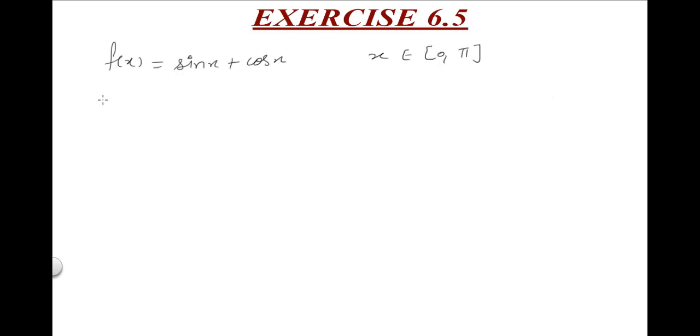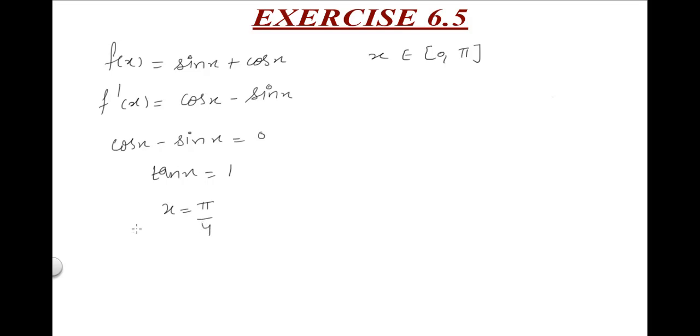Now let us differentiate it. f dash x will be equal to cos x, the differentiation of sin x, and of course minus of sin x. Equating it to 0, cos x minus sin x equals 0. We get tangent of x is equal to 1. Now it comes out as 1 when x is equal to pi by 4. That is only for the first quadrant, right? Now for the second quadrant, between 0 to pi, it does not happen that tan becomes 1.